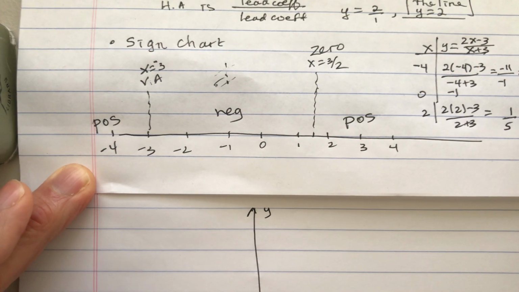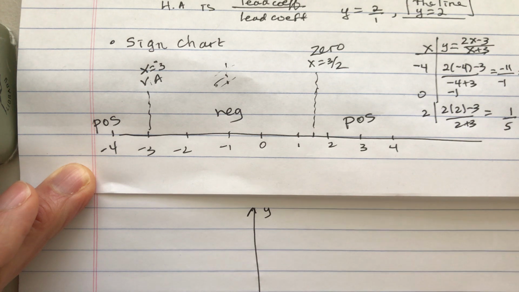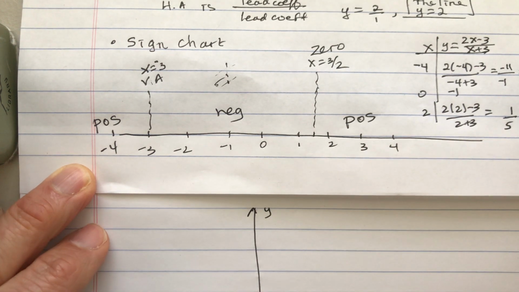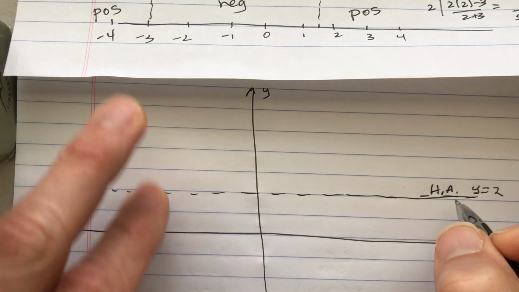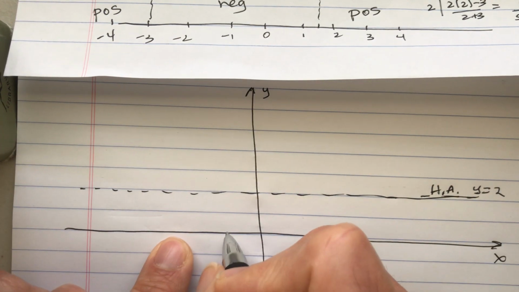All right, so I'll just have this as y equals 2. It should be a dotted line. Okay, so that's my horizontal asymptote. And then we also have the vertical asymptote at x equals negative 3.